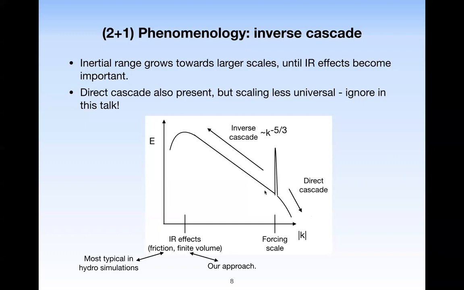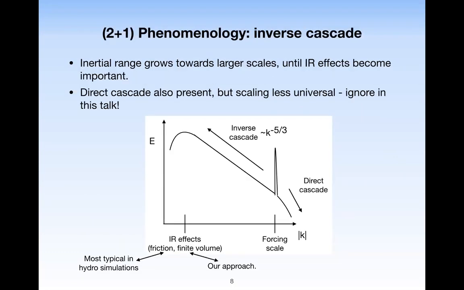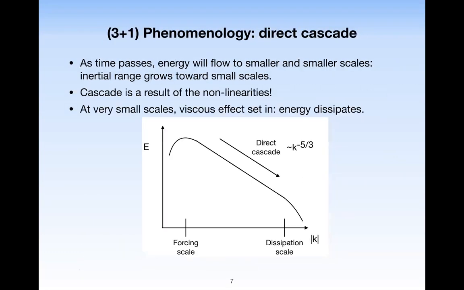Okay. Yes. So also on this plot, you can see this direct cascade. That's the cascade towards a higher value of k. But in this talk, I will completely discard this because it's not as universal as the k to the minus 5/3 inertial range. Okay, we'll just ignore that. Now, as you've seen on this plot and also on this plot, in the inertial range, the power law was always k to the minus 5/3.